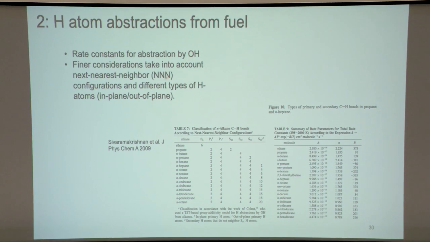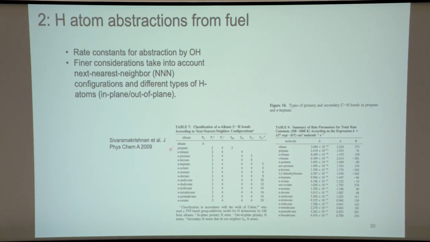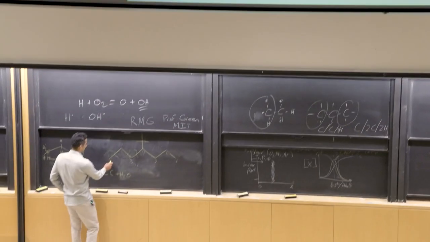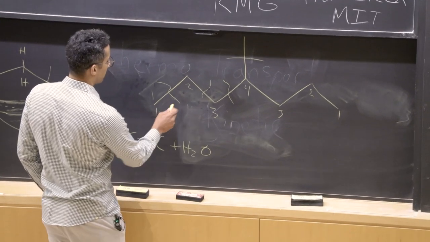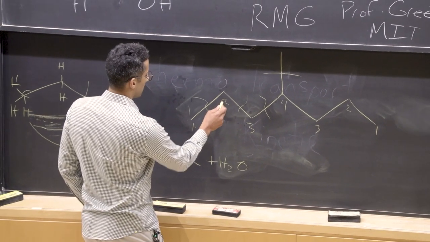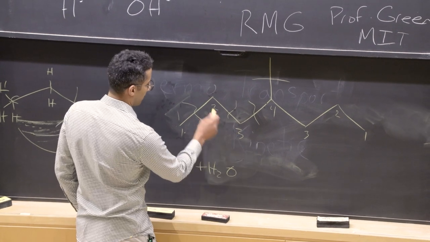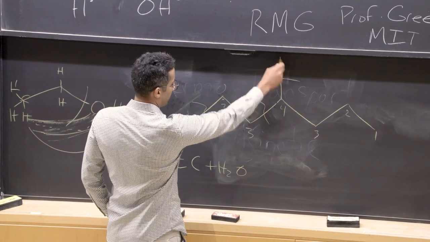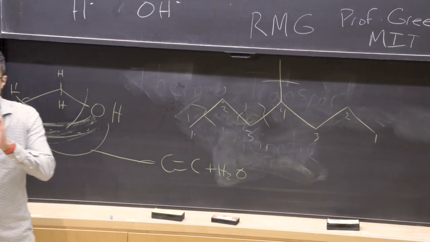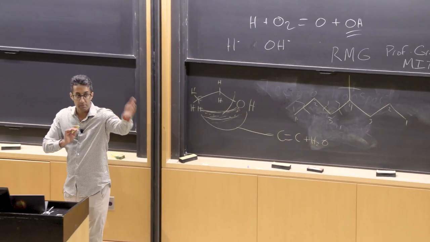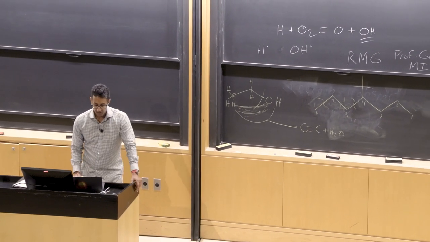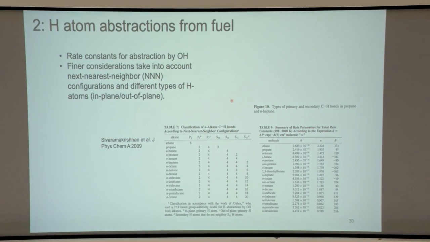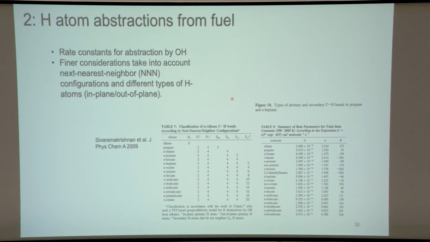So for OH abstraction from the fuel, they say that it depends on the neighboring environment. This is a primary carbon. This is a carbon, but this carbon is bonded to another carbon and two hydrogens. This carbon is bonded to a primary carbon and a secondary carbon. This carbon is bonded to a tertiary carbon. So they consider not only the nature of the carbon site, but also what it is bonded to, the neighboring environment. They call this the next nearest neighbor. And then, depending on the neighboring environment, they assign a rate constant.